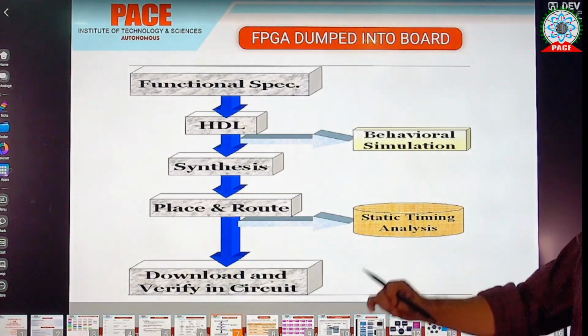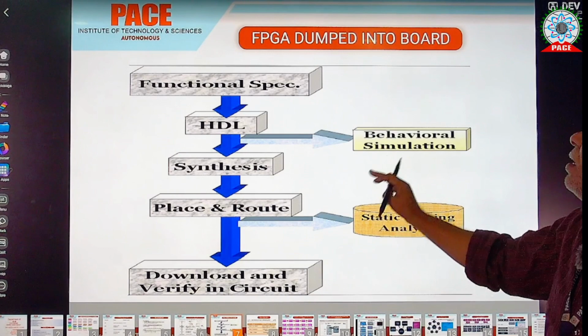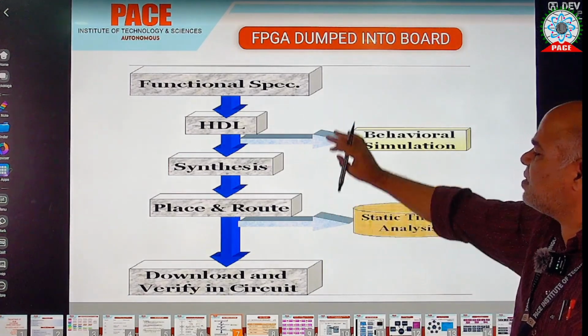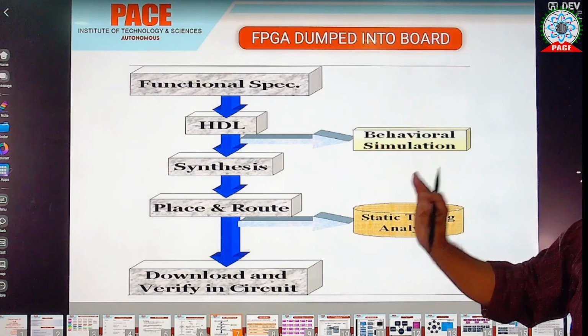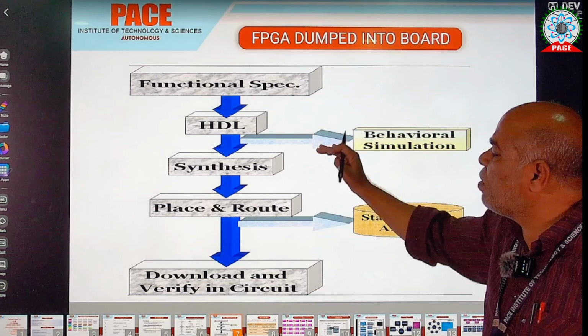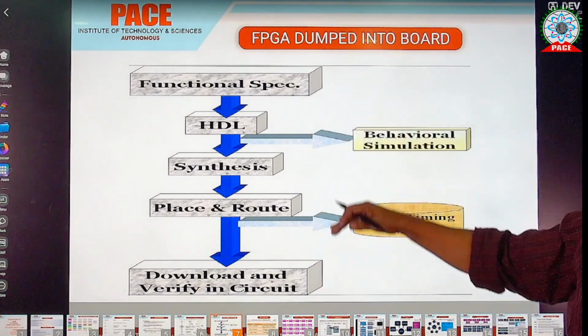After this, the place and routing is completed, then you can dump it into the board also. That is the download. The codes are already available, and you can dump them into a board like a Jet board, and also a Spartan board.